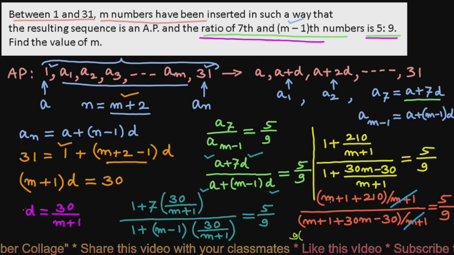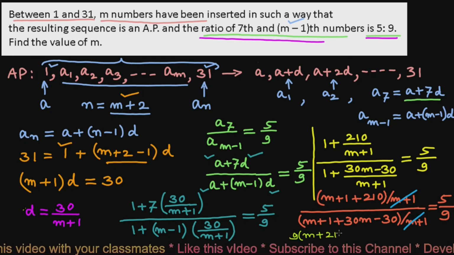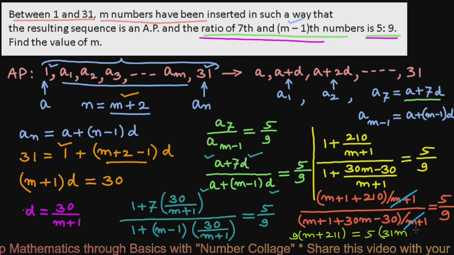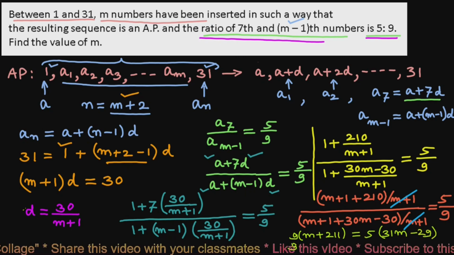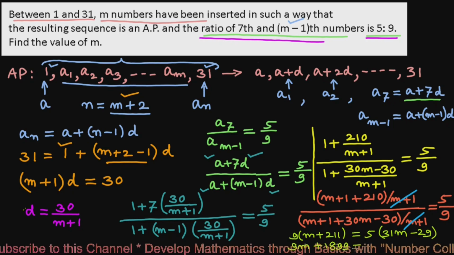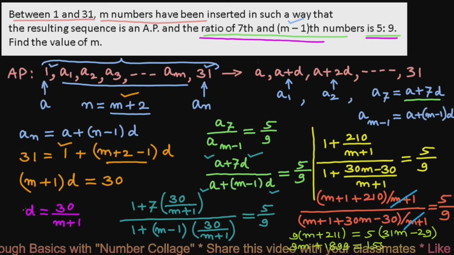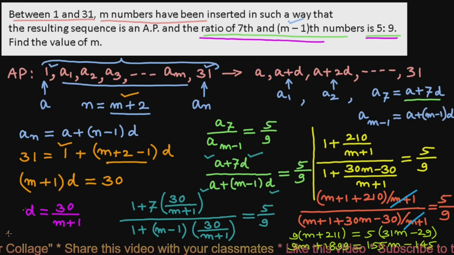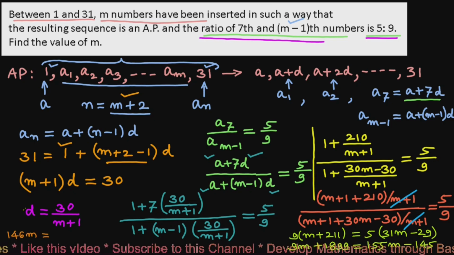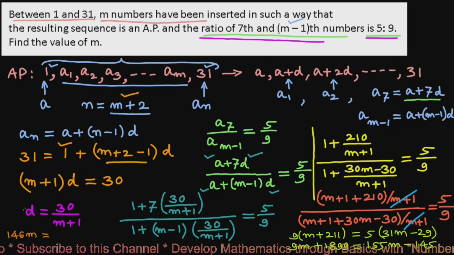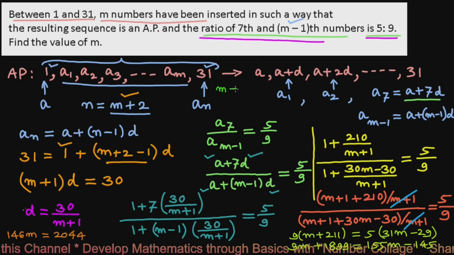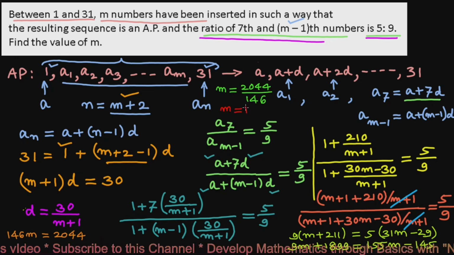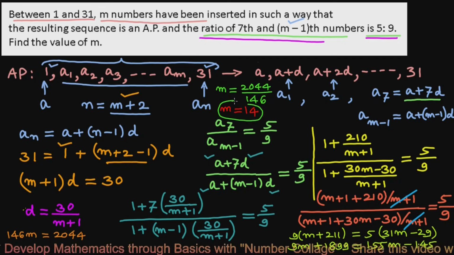Now cross multiplying, 9 multiplied by m plus 211 equals 5 multiplied by m plus 30m, 31m, 1 minus 30 minus 29. This will be 9m plus 1899 equals 5 into 31, 155m minus 145. 155m minus 9m will be 146m equals 1899 plus 145, that will be 2044. So therefore m will be 2044 upon 146, that gives m equals 14. So this will be the value of m.